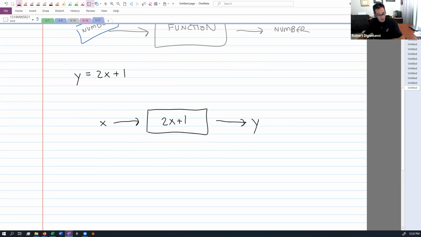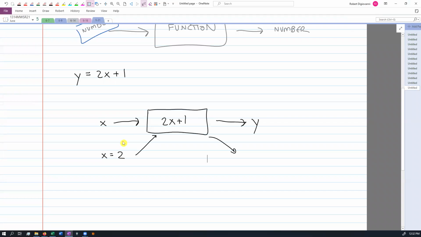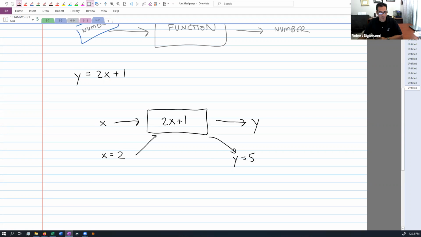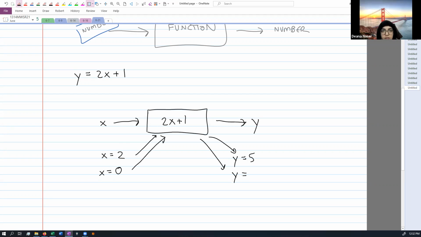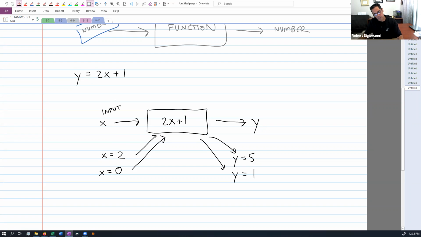So for a specific example of this one, if I let x be, let's say, 2, what does that function do to 2? What does it spit out? If I ask you to replace x with 2, what comes out of this? What number? 5, right? y would be 5. And I could give you another value. What if I tell you x is 0? Plug that in, what would happen? y would be 1, right? And we could just keep doing this. So this machine, this function, has inputs and outputs.